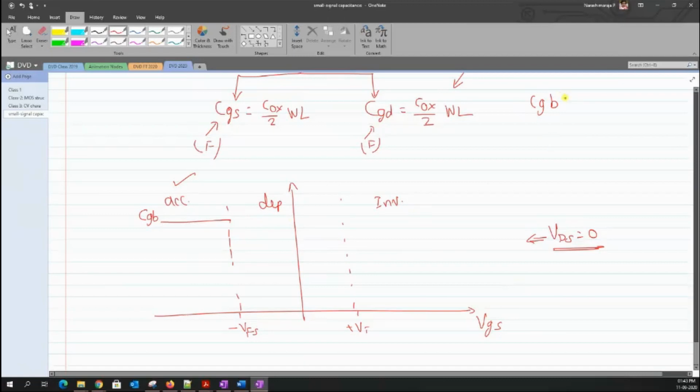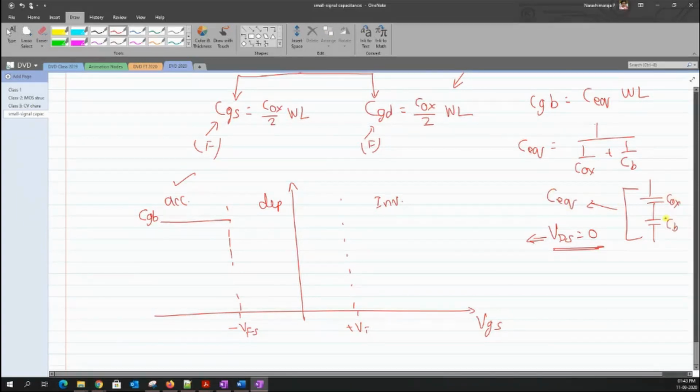Right now, this CGB will not take just COX, but it would take C equivalent into the length and the width. And what is the C equivalent? The C equivalent can be written as 1 upon COX plus 1 upon CB. You remember there was a depletion region. Due to that depletion region, we had an extra capacitor, and these two capacitances, COX and CB, were appearing in series, due to which we called them C equivalent rather than COX. Clear? So that is the quantity that happens here.